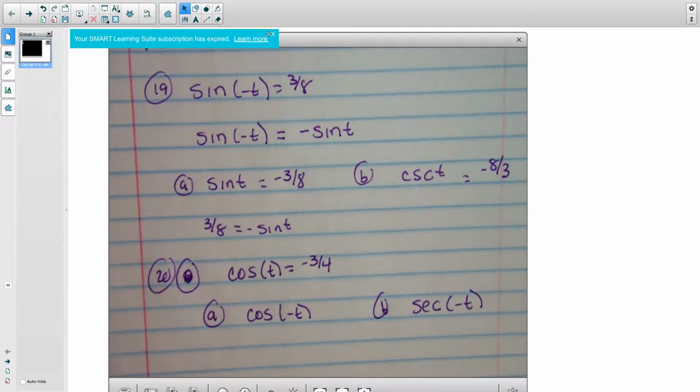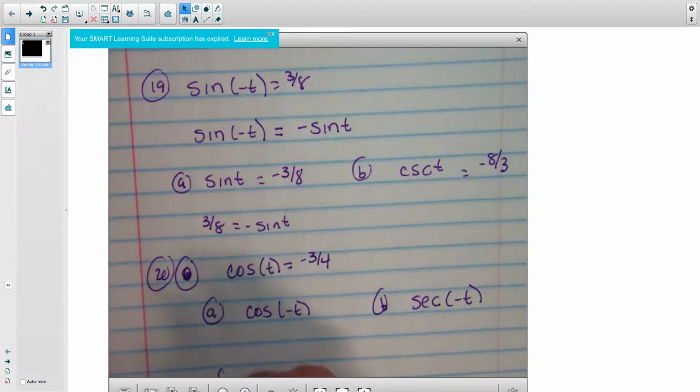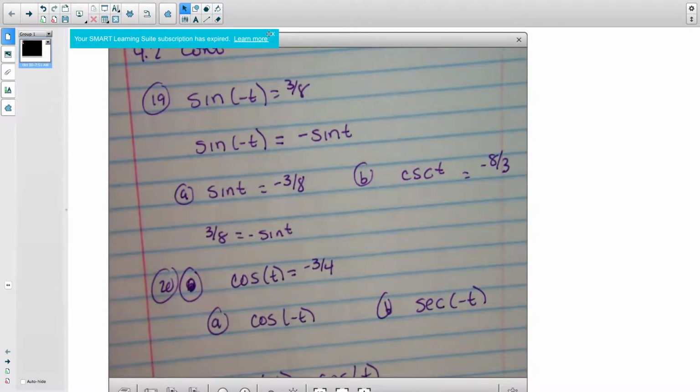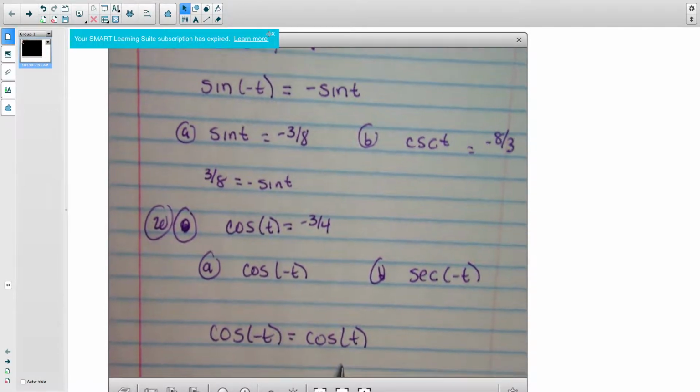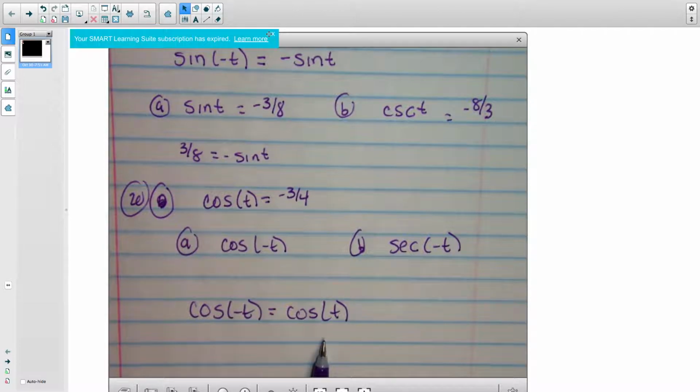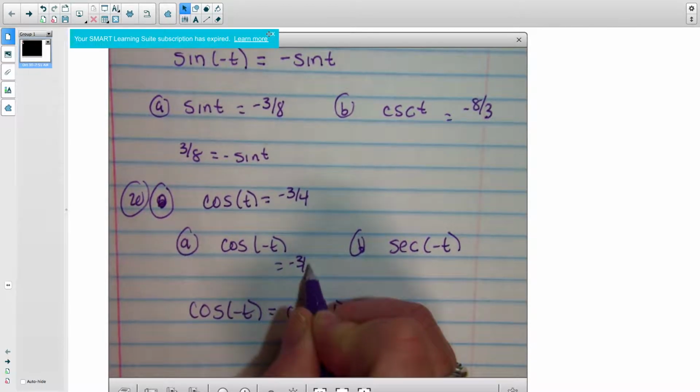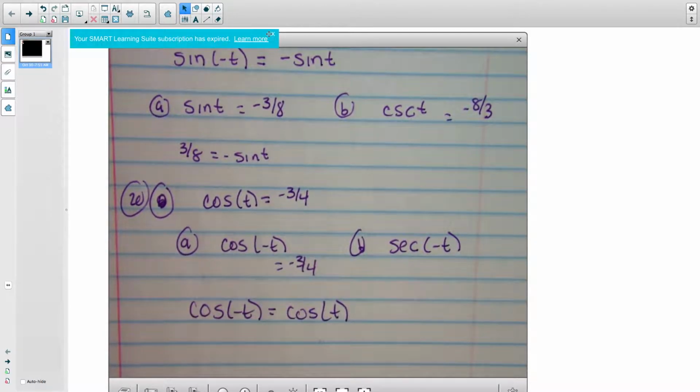All right, so we're dealing with cosine. The identity says that the cosine of negative t is equal to the cosine of t. So what does the cosine of t equal? Negative 3/4. So what does the cosine of negative t equal? Cosine, negative 3/4.